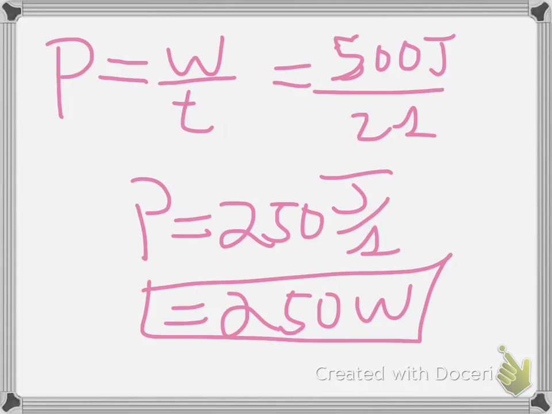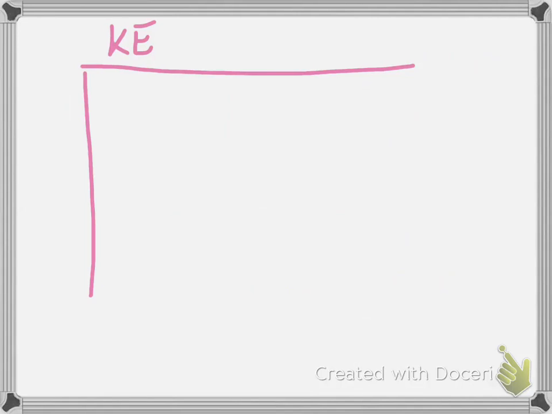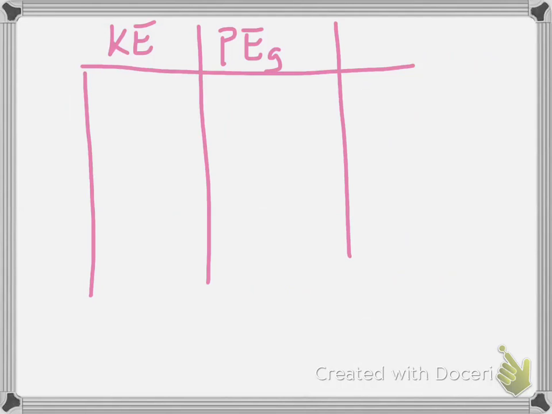Now, knowing that work can change the amount of energy, we need to take a look at the different types of energy that we studied this year. Okay, let's just draw a little chart to help us out. We had some kinetic energy. We had some gravitational potential energy. And we had potential energy stored in a spring. Those are our basic ones.